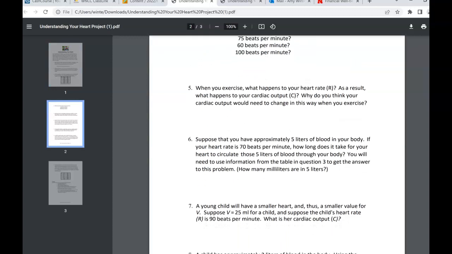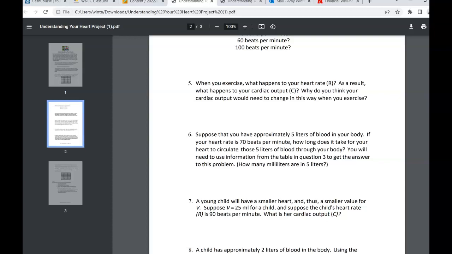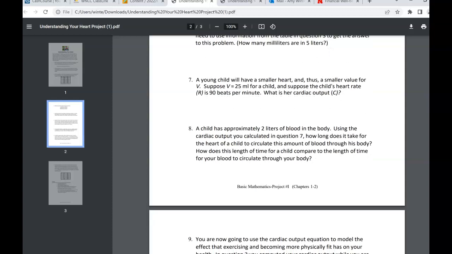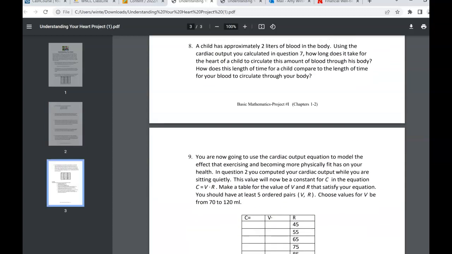Number 5, this is some critical thinking here. So you're going to think about this. If you need to do some research, go ahead and do some research. Google it. If you get any information from any articles, websites, you need to make sure you do a citation. And then number 6 is giving you different situations, asking you to do some calculations. Again, you're still using the C equals V times R in these, okay? And then 7, again, a calculation doing the cardiac output for a child. And then another situation with the calculations using the C equals V times R.